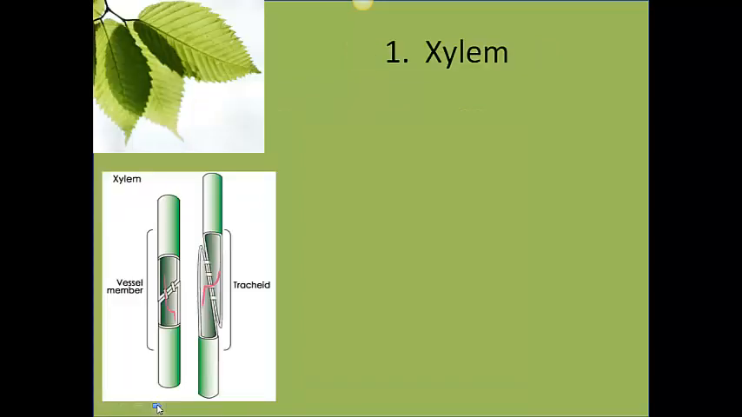The first type of vascular tissue that is important to plants is called xylem. I know it starts with an X, but it's pronounced with a Z. Xylem. Xylem is responsible for carrying around the water, and then in that water is often dissolved materials like ions and minerals and things like that that are already dissolved in the water.